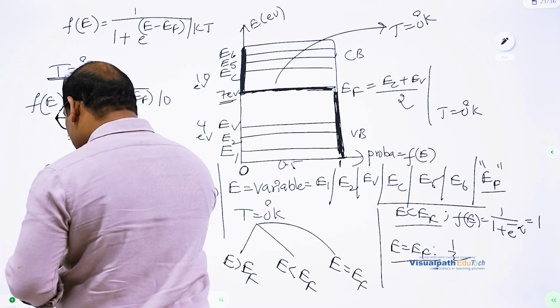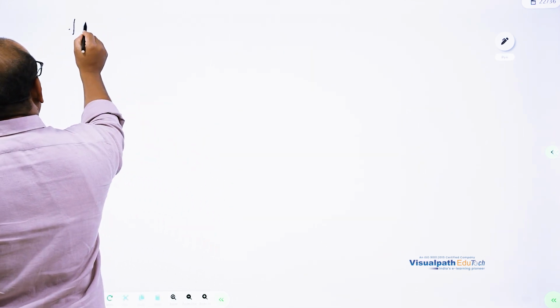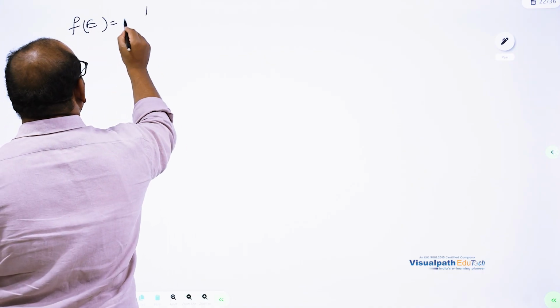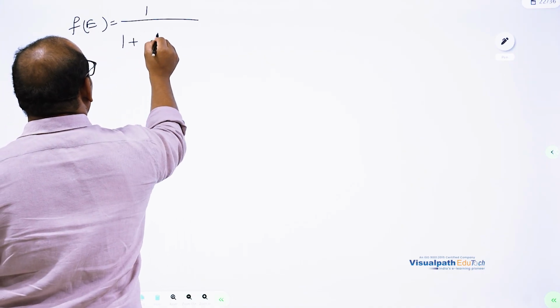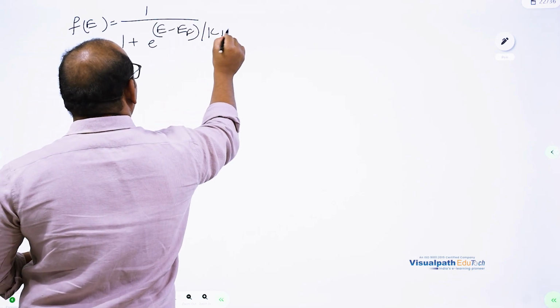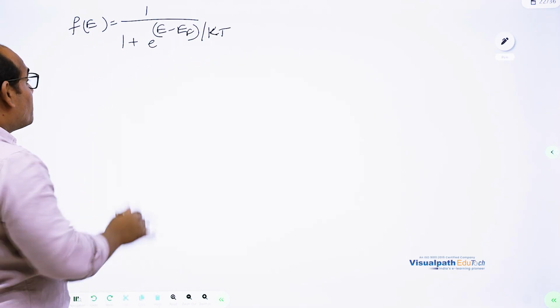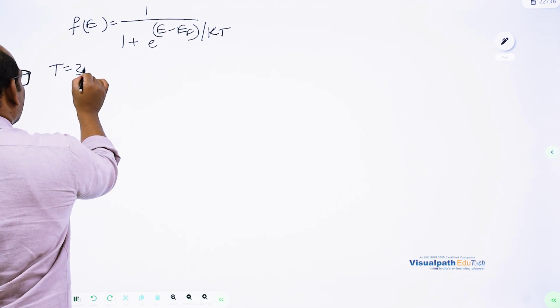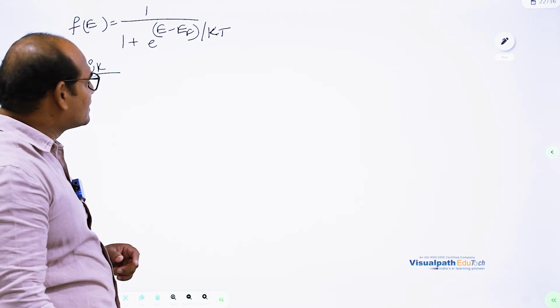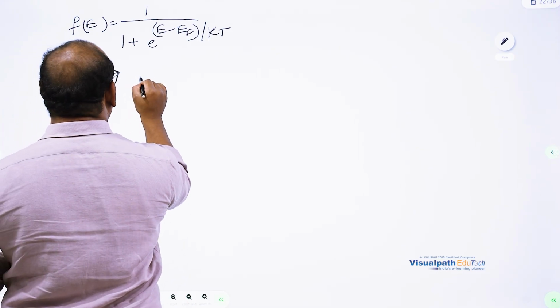Now, further, we can do the same process when temperature is not equal to 0. F of E is equal to 1 by 1 plus e power (E minus EF) by KT. This is what we have to take. But now temperature you need to take as 300 degrees Kelvin, for example, room temperature I have taken. Again, the same analysis you have to perform.